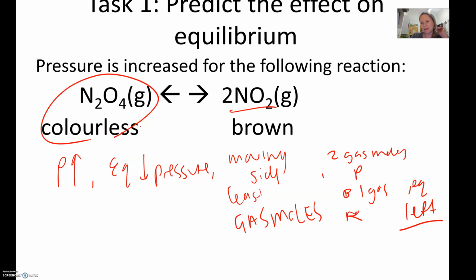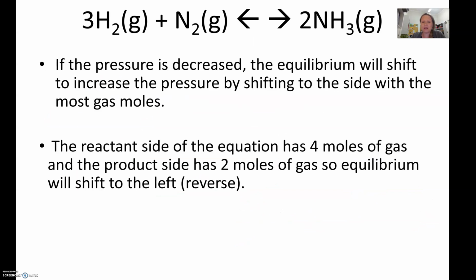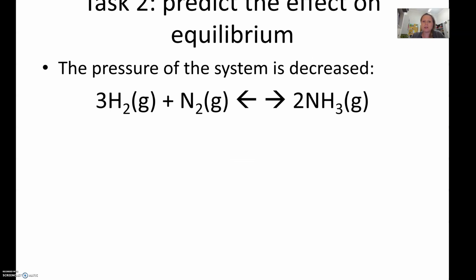So I hope that makes sense. So if the pressure is increased, the equilibrium will shift to decrease the pressure. It'll do this by moving to the side with the least gas moles. The products have 2 gas moles, the reactants only have 1 gas mole. So therefore the equilibrium will shift to the left because there's 1 gas mole, and that'll alleviate the pressure. And I have put this all here. So let's do the next one.